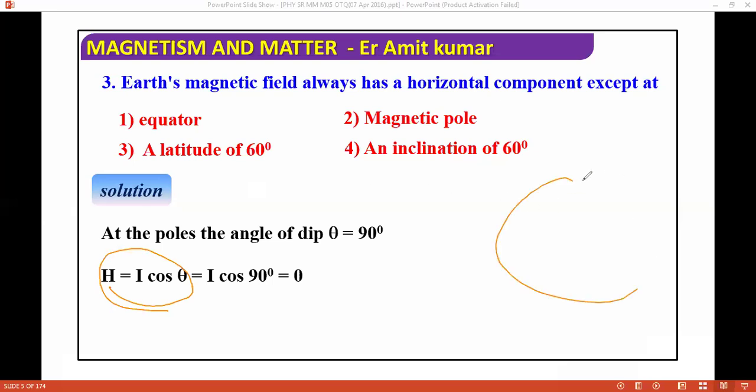Obviously, Earth is like this. If you see, the horizontal component at the pole will be zero, because the angle is 90 degrees. So this is zero. What will be the correct answer? We'll go with the magnetic pole. Next, we are moving to the next question.